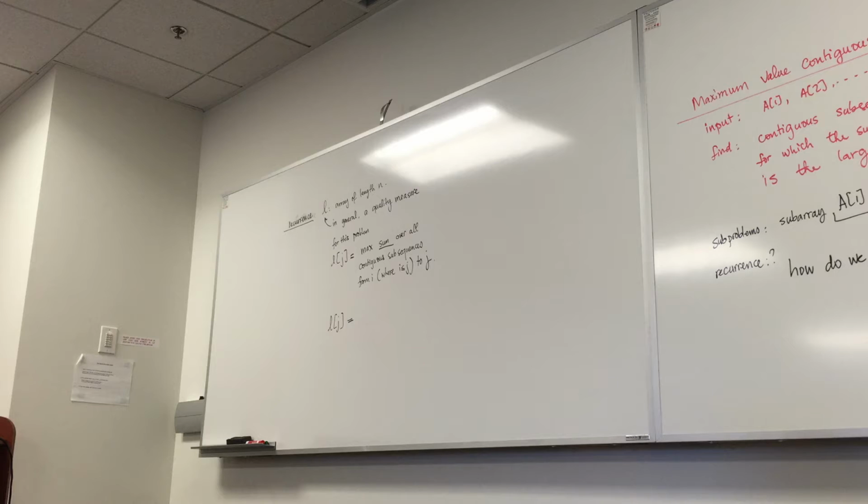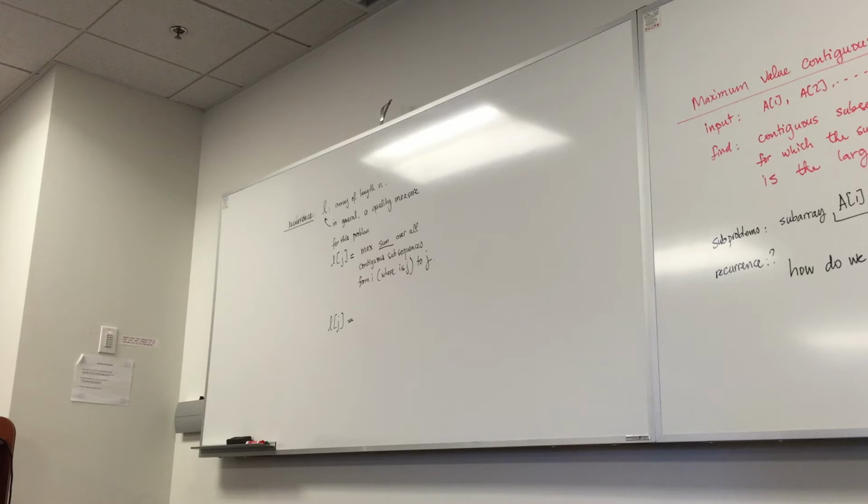What is that unknown value represented as in terms of a variable? It's L. So the answer to this subproblem is L of J. Oh wait, that's the maximum. The answer to this subproblem is L of J minus 1.